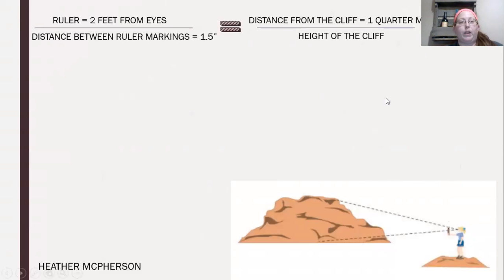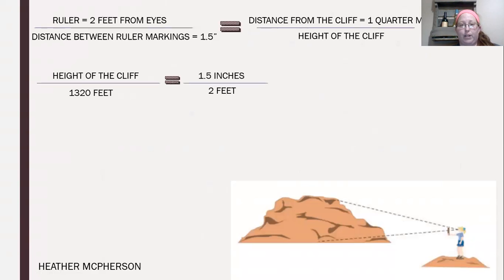So now we're going to transpose this equation in order to find the height of the cliff, and we want that to be on the left side. So we will have the height of the cliff over the distance from the cliff, which is 1/4 mile. 1/4 mile is going to be approximately 1,320 feet. That's going to equal 1.5 inches over 2 feet. So we can't have feet, feet, and inches. So we want to make everything into feet, right? So the new equation then is going to look like height of the cliff.